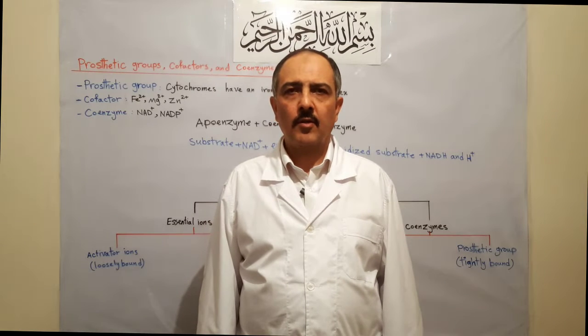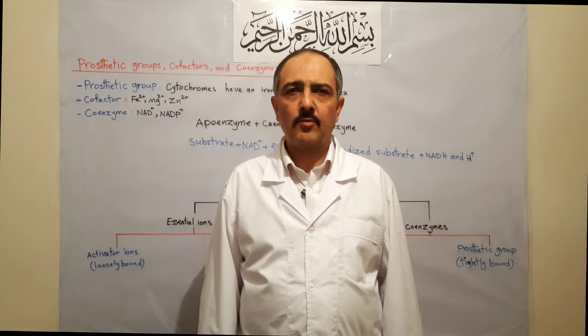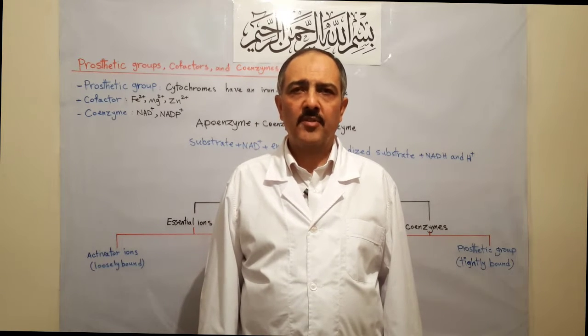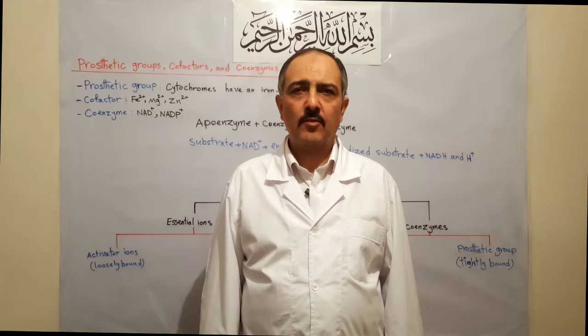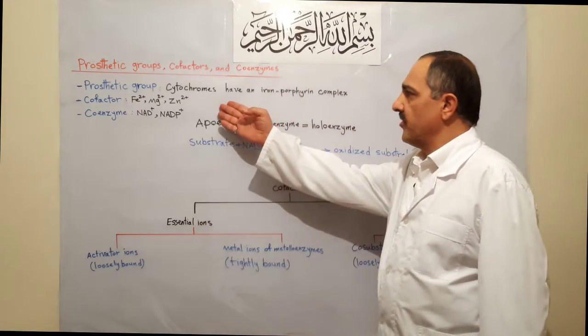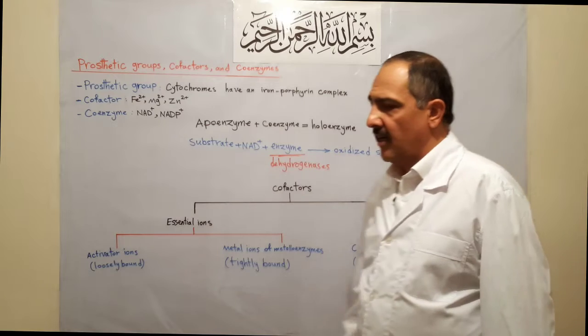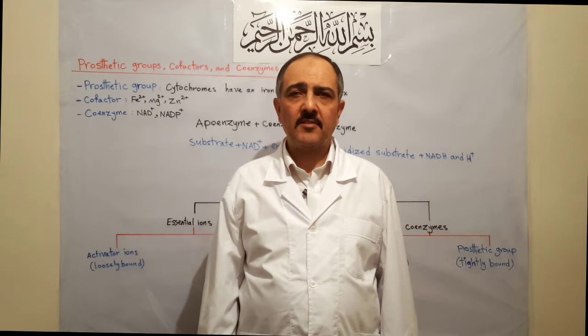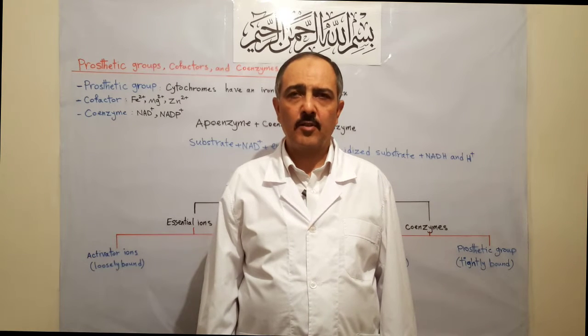A coenzyme or metal ion that is very tightly or even covalently bound to enzyme protein is called a prosthetic group. Actually, the prosthetic groups are tightly and stably incorporated into the protein's structure by covalent or non-covalent bonds. For example, cytochromes have an iron porphyrin complex as their prosthetic group. Metal ions constitute the most common type of prosthetic group.